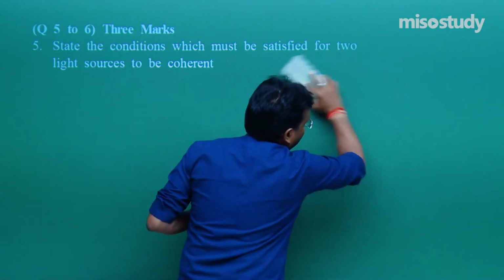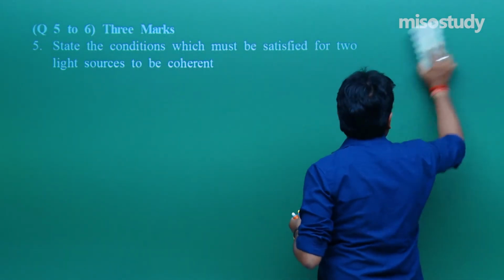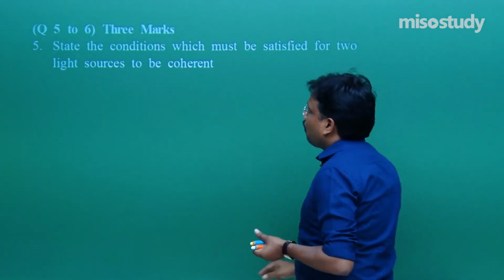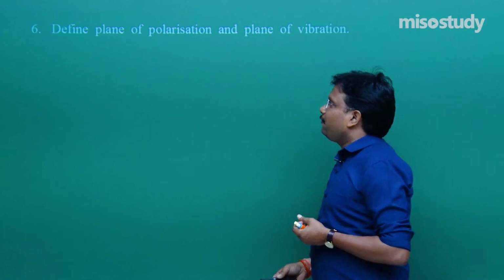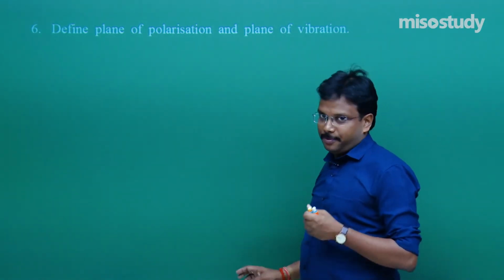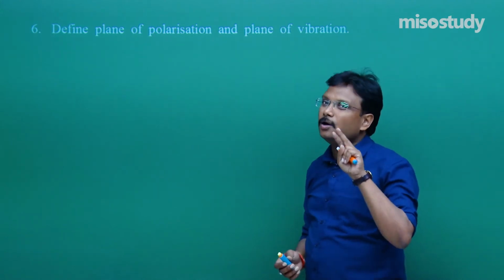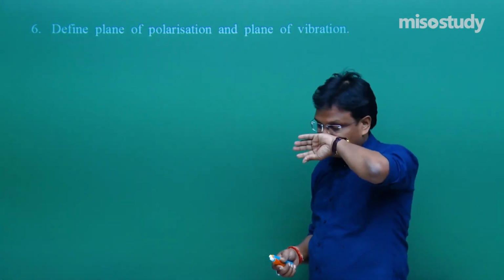Then comes question number 6, and this question is also for 3 marks. Just take a look: define plane of polarization and plane of vibration. Now, in this question you can do 2 things. I picked this question specifically only for this reason.